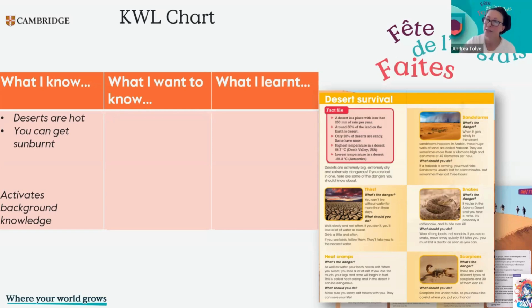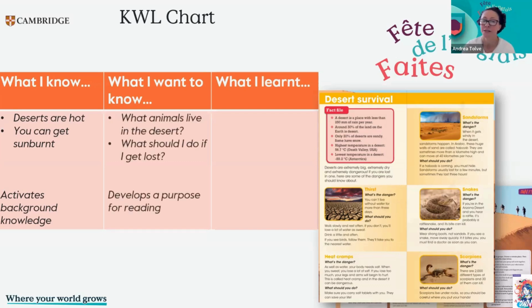Now, in the next column, we want you to put, what do you want to know? So this is developing a purpose, or giving them a reason to read. So they might put questions like, what animals live in the desert? What should I do if I get lost? So again, we're asking them to generate these questions. What do they want to find out? What do they wonder about the desert?